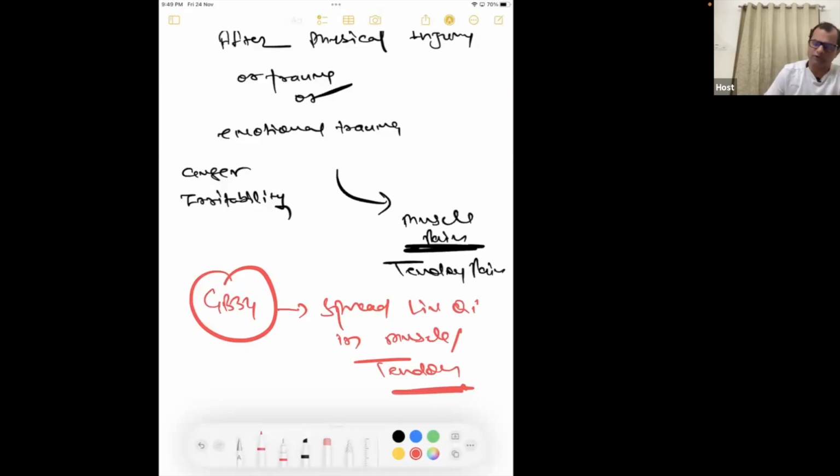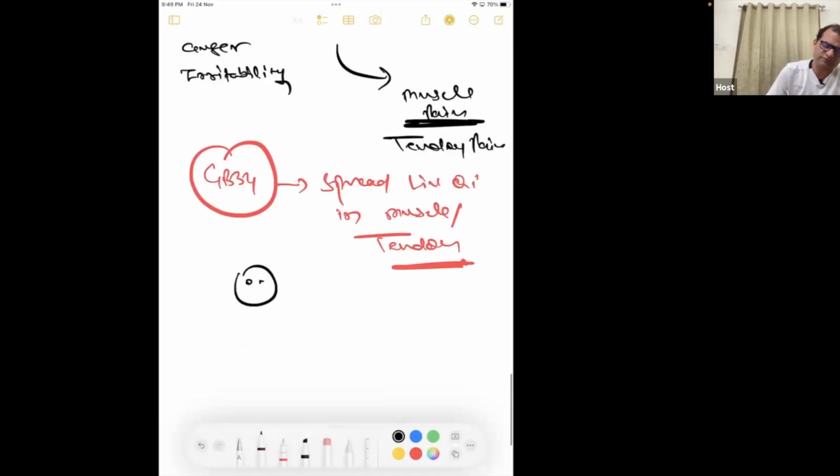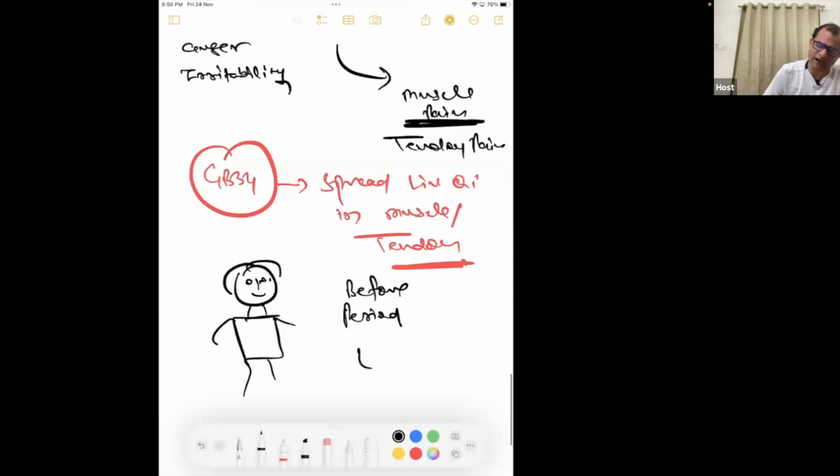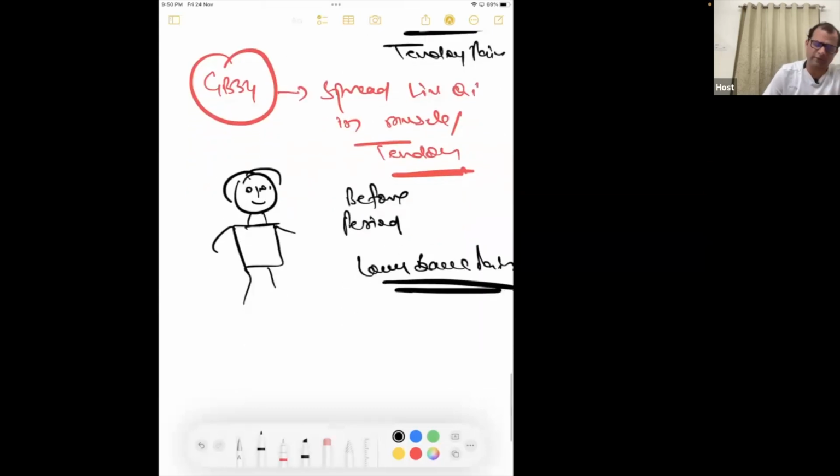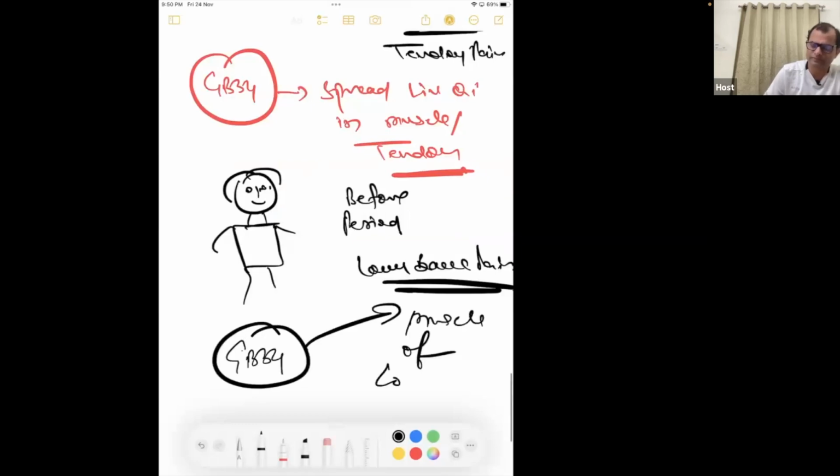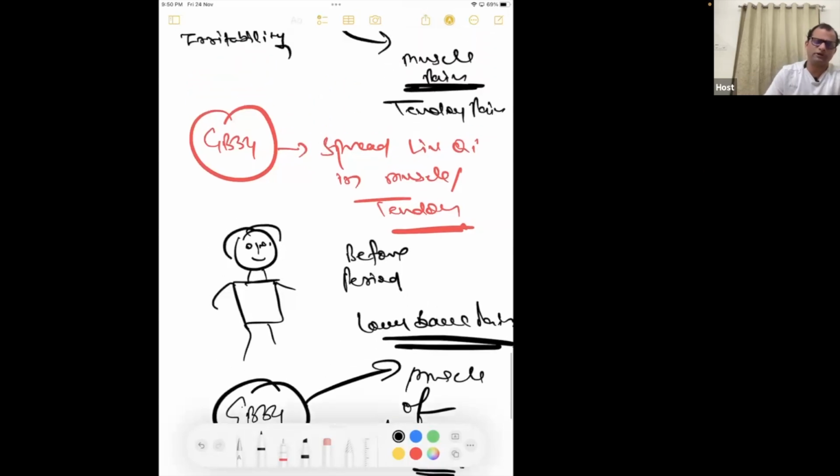Okay. One female is telling you, doctor, when I am having period, before the period, I have lower back pain. Lower back pain. Okay, so how to work on the lower back pain? Gallbladder 34 will treat the muscle of the lower back. So remember here, Gallbladder 34.